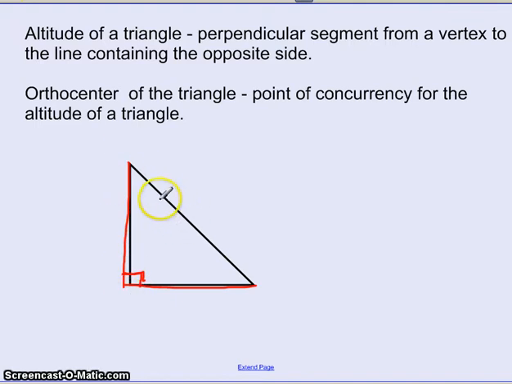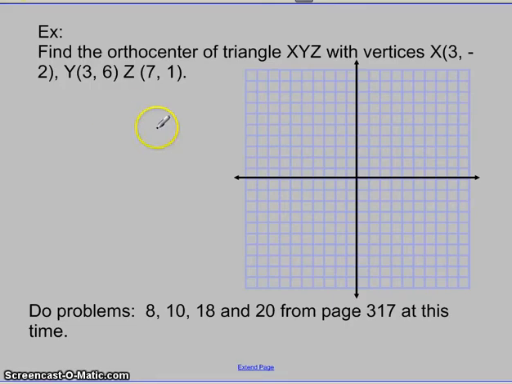Well, from this vertex, the altitude is going to form the 90-degree angle with that third side, so the altitude would be somewhere around there. Notice that they meet right here for all the altitudes off in that corner. That's the orthocenter, the point of concurrency of all the altitudes.